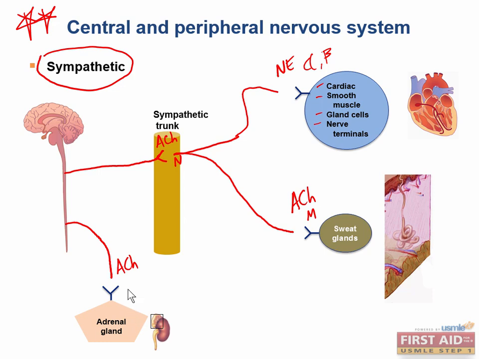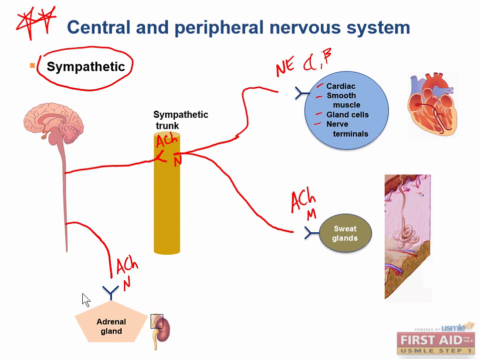So let's think back to embryology. Do you remember what type of tissue the adrenal medulla is derived from? Well, the adrenal medulla is derived from neural crest tissue, and it can be thought of as being a ganglion itself, which releases catecholamines postsynaptically into the bloodstream. So our acetylcholine will act upon a nicotinic receptor on the adrenal gland, and that adrenal gland therefore goes on to release epinephrine and norepinephrine into the bloodstream.